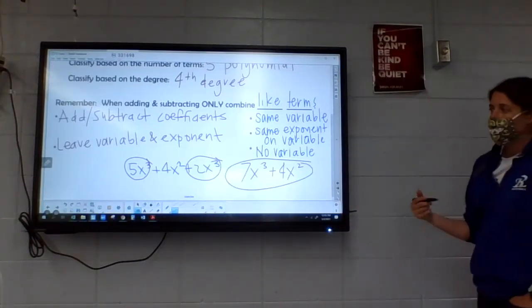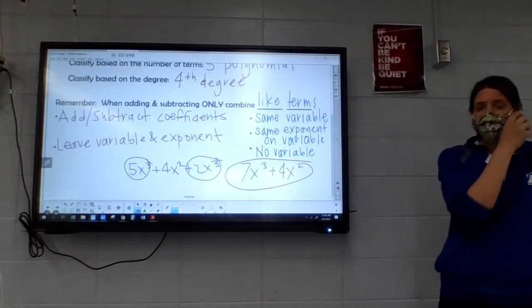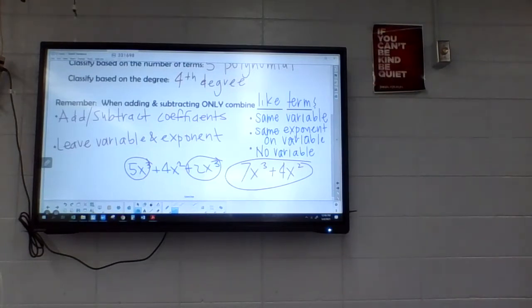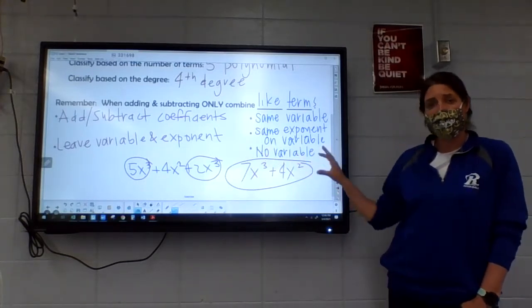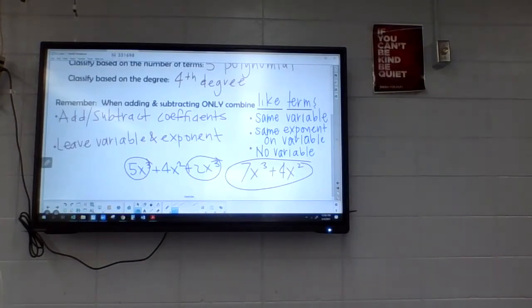Is it better if you put the 4x in front? Good question. Would it matter if we put the 4x to the second in the front? Now it doesn't say this here, but that's one of the things we're going to get used to: standard form. Remember we like putting the highest power first and then the lower power second. So that's just something we're going to get used to today. So we want to write them in standard form as well, okay?